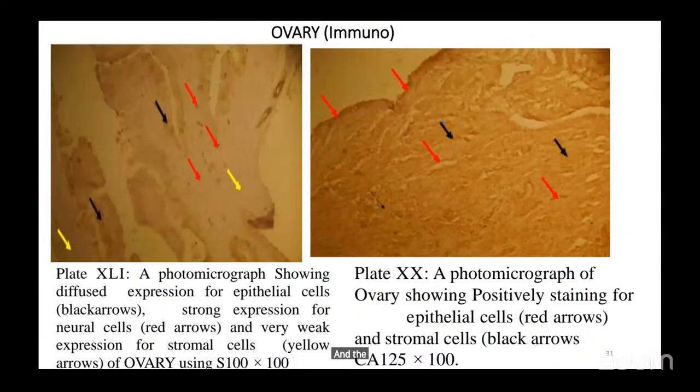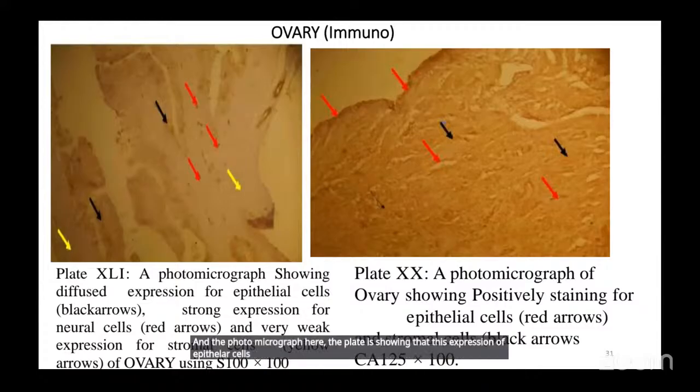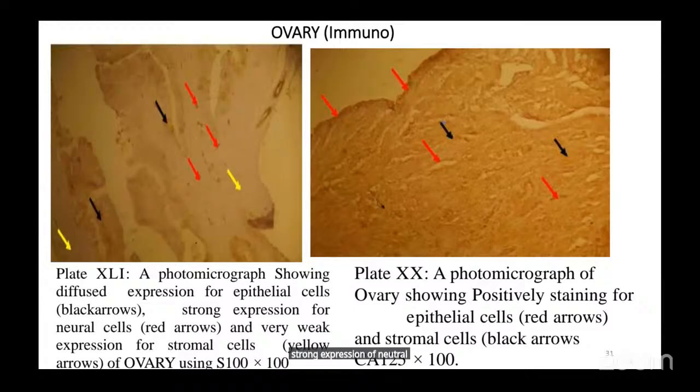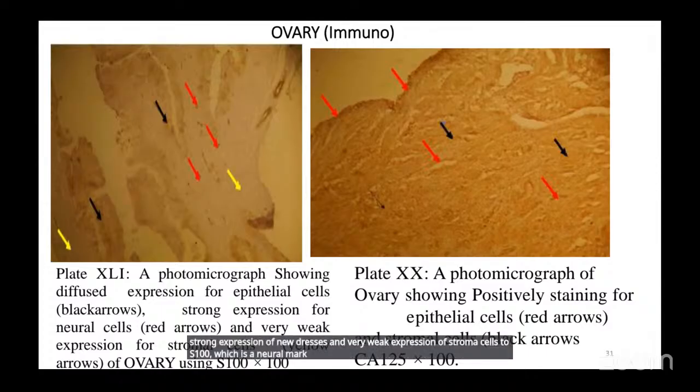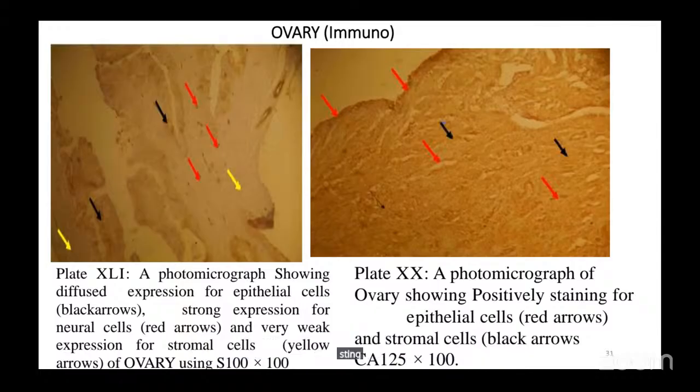Immunohistochemistry was also conducted, and the photomicrograph here, the plate, is showing the diffuse expression of epithelial cells, strong expression of neural cells, and very weak expression of stromal cells to S100, which is a neural marker. And then the second slide is that of cancer antigen 125, which shows the ovary being positive stain for epithelial cells.